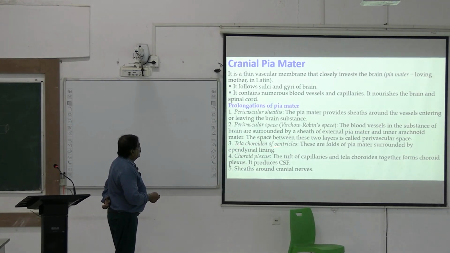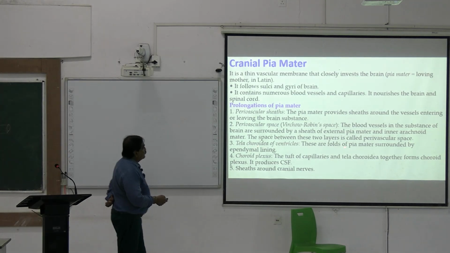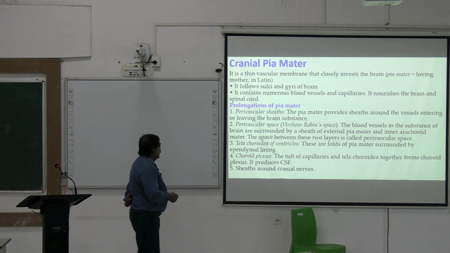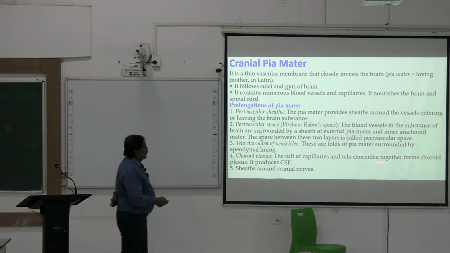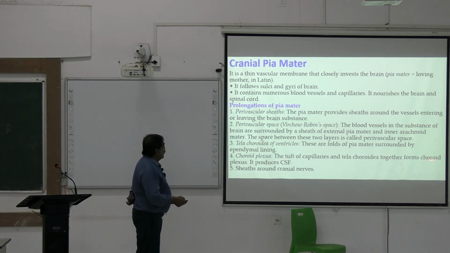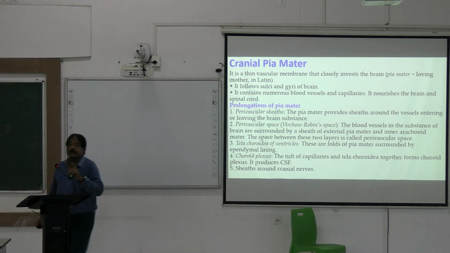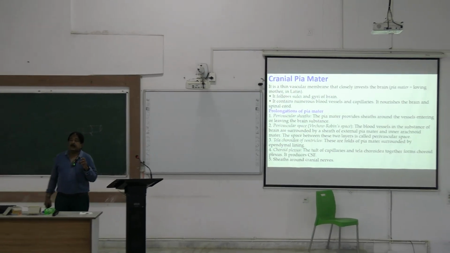Tela choroidea of the ventricles: these are folds of pia mater surrounded by ependymal lining. Choroid plexus: the tuft of capillaries and tela choroidea together form the choroid plexus. It produces CSF. Choroid plexus can be a short note, so mark it.